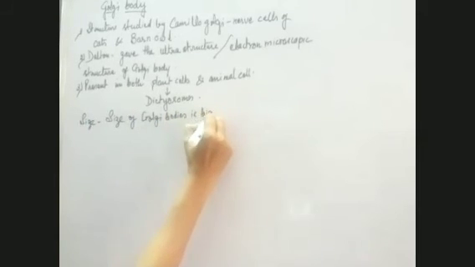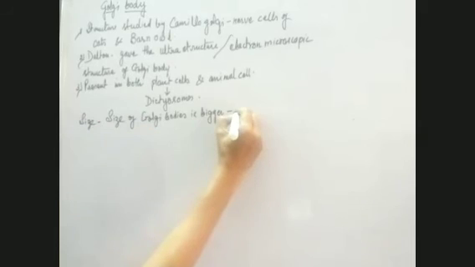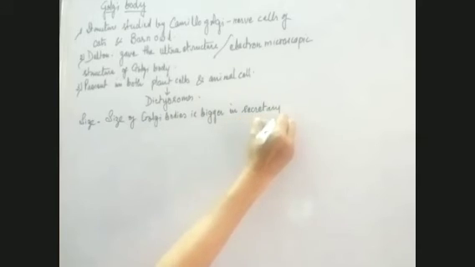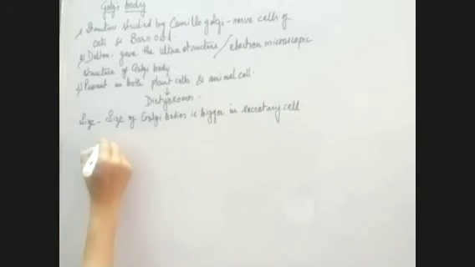Now, when we talk of the size of Golgi bodies or Golgi complex, the size is bigger if the cells are secretory. In secretory cells, what are secretory cells, beta? Can anybody tell me what secretory cells are?